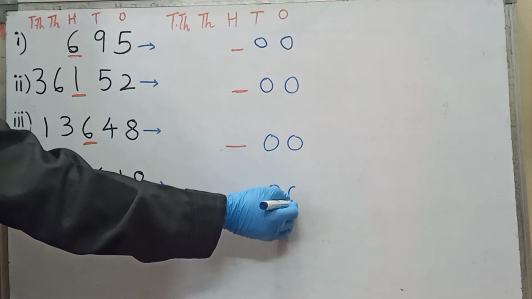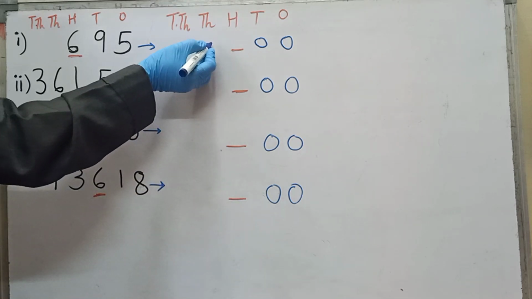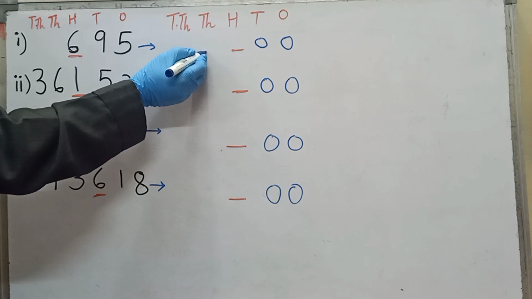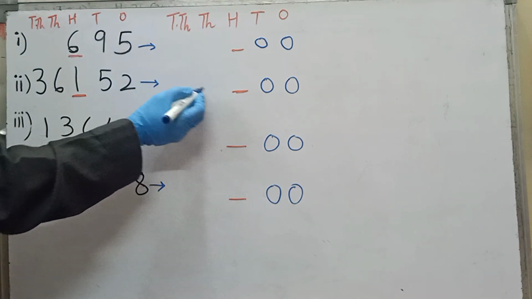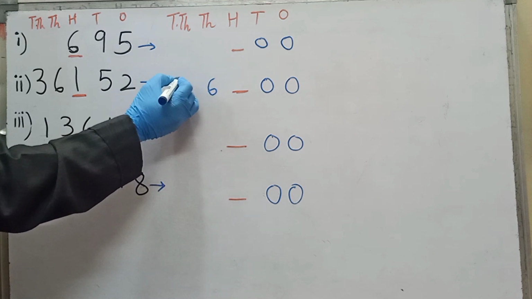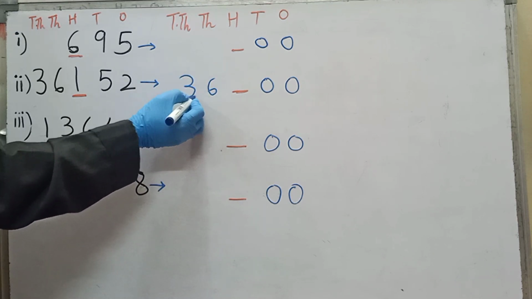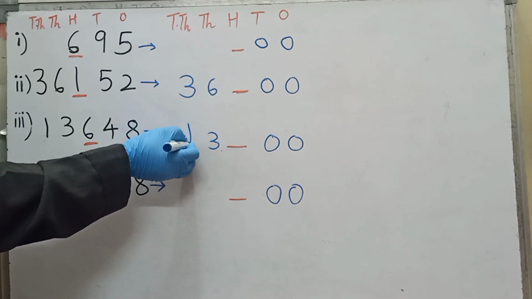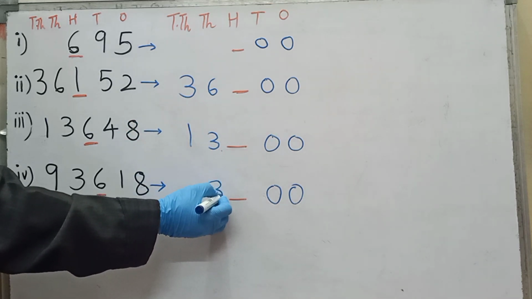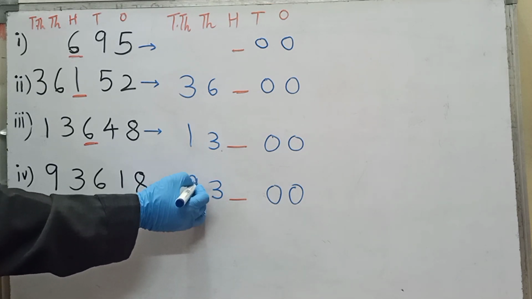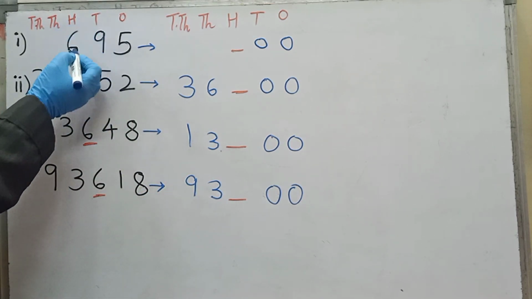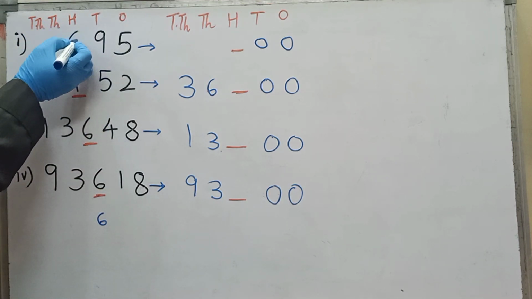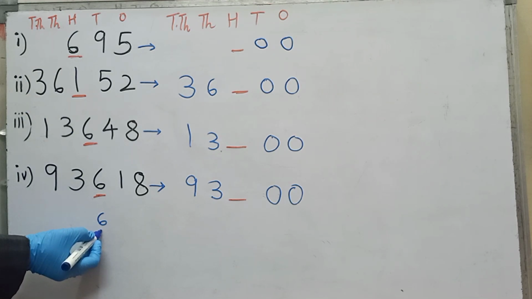Now hundreds place number we will leave it. Then we'll copy the thousands place number if it is there. In this we don't have thousands place number, so we will not write here. Here we have 6 in thousands place and in 10,000 place 3. So we copied it. Here also we have thousands place number 3, 10,000 place 1. Here also we have in thousands place 3 and 10,000 place 9. Now we'll copy the hundreds place number in the rough column. So hundreds place number is 6, so I copied here.